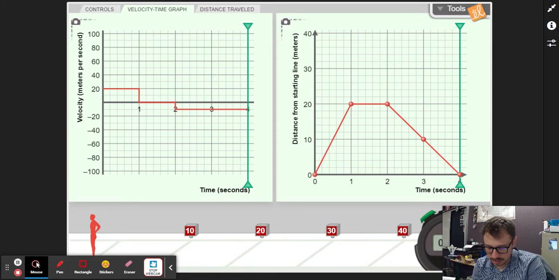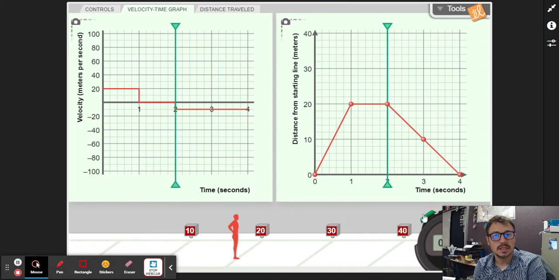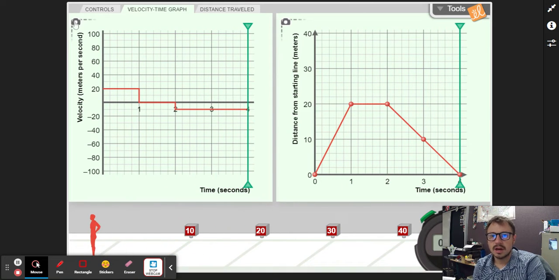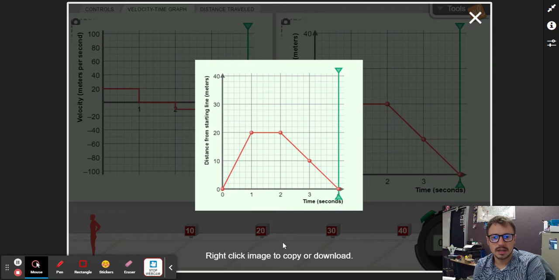Then it says, look at the distance from the starting line versus the time graph above. When is the velocity of runner 1 positive? Explain how you know this. What makes the velocity positive? So where on this is the velocity positive? What you want to do is copy that graph. You can do that like this. You see that copied, and then you can just paste it right onto the lab.